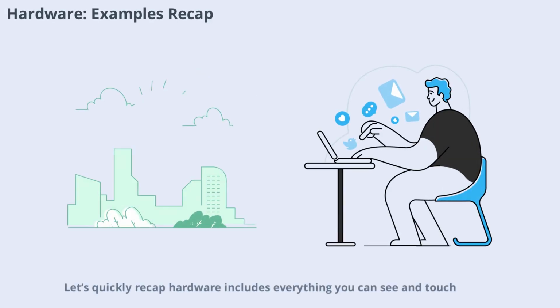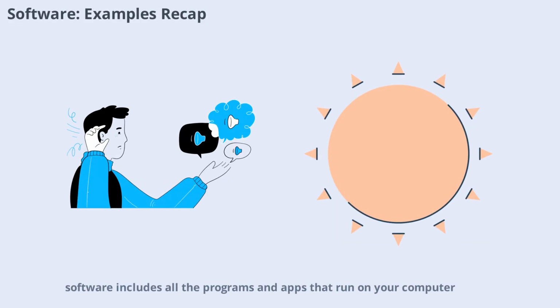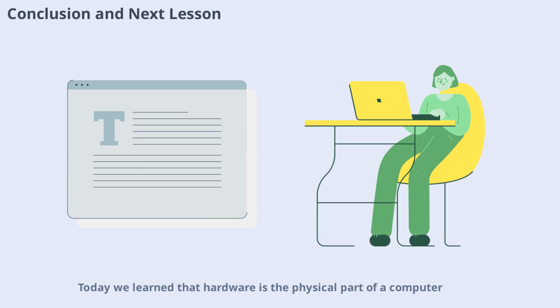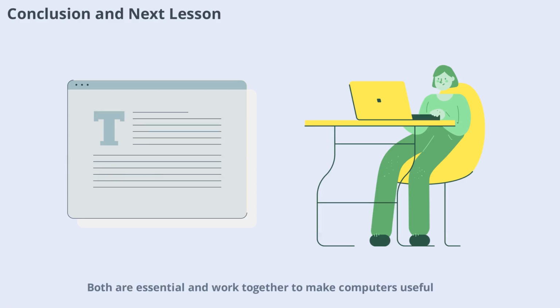Let's quickly recap. Hardware includes everything you can see and touch, like monitors, keyboards, and CPUs. These are the building blocks of your computer system. And once again, software includes all the programs and apps that run on your computer, from the operating system to your favorite games and productivity tools. Today, we learned that hardware is the physical part of a computer, while software is the set of instructions that tells hardware what to do. Both are essential and work together to make computers useful.